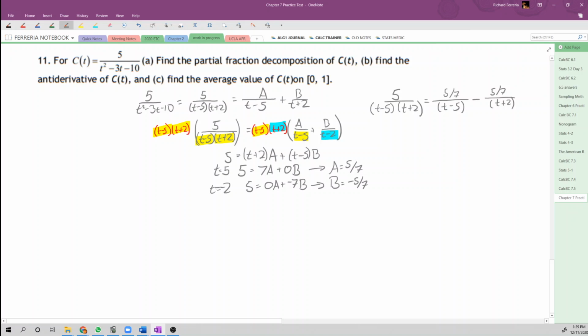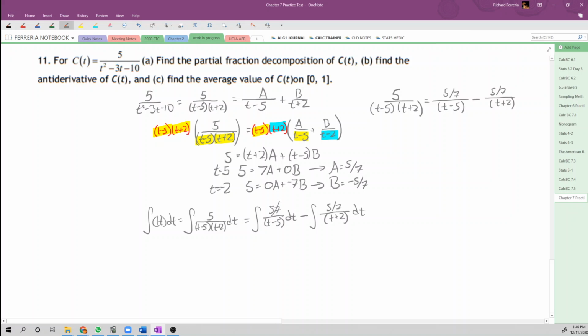Part B, what about the antiderivative? Well, let's find the antiderivative here of c of t, that's what the instructions say. That's going to be equal to the antiderivative of 5 over t minus 5 times t plus 2 dt. And of course, that's going to be equal to the antiderivative of 5/7 over t minus 5 dt minus 5/7 over t plus 2 dt.